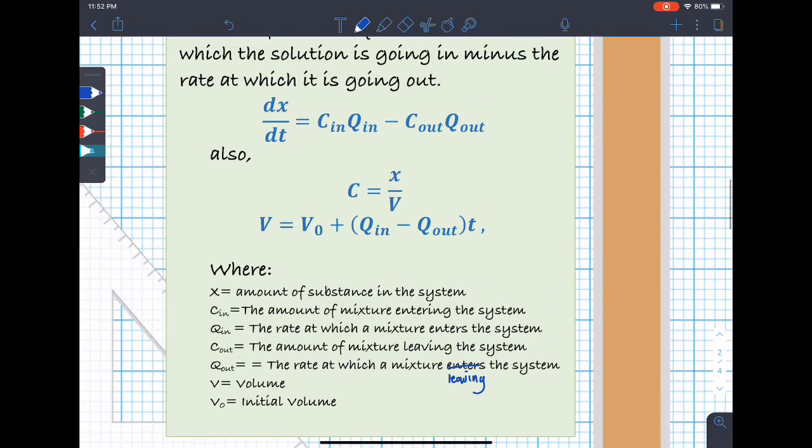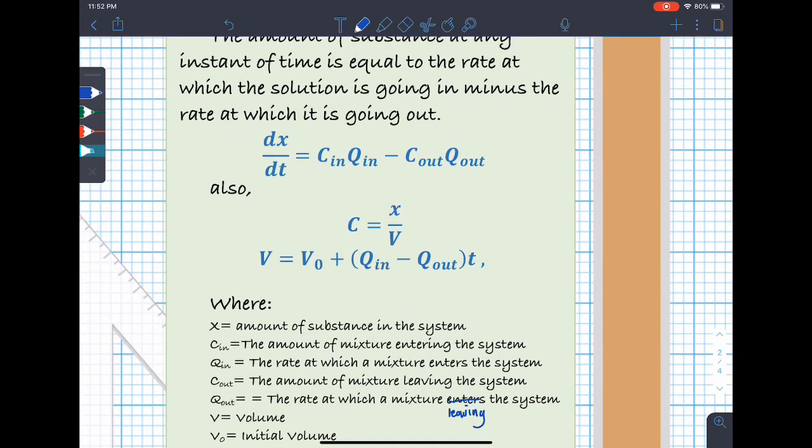So for mixtures, dx over dt is equal to C in times Q in, minus C out times Q out. The concentration is x over V, and V is equal to V initial plus Q in minus Q out, multiplied by time.